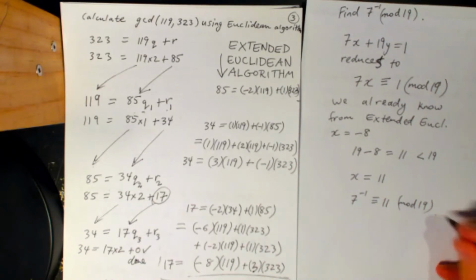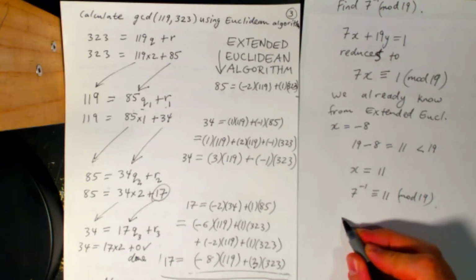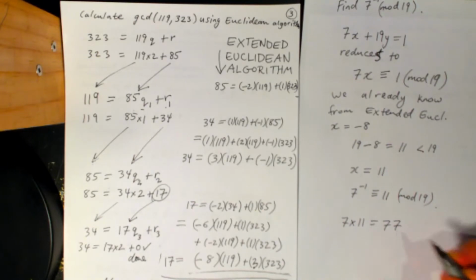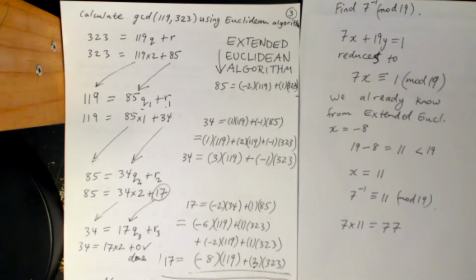Okay, now let's check this. So 7 times 11 is 77. Now let's take out all of the multiples of 19.